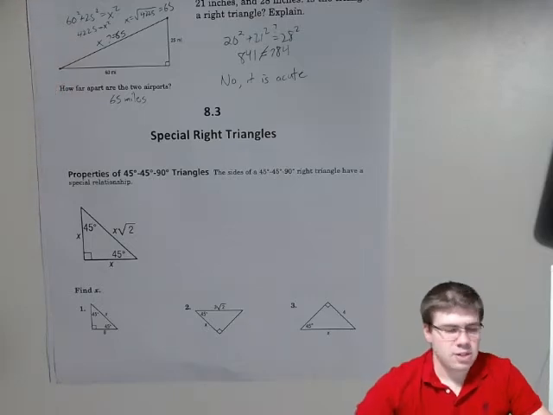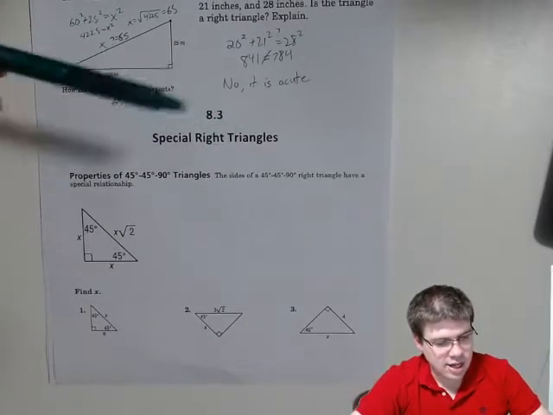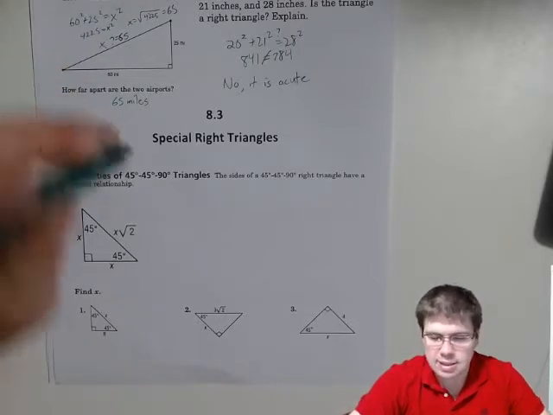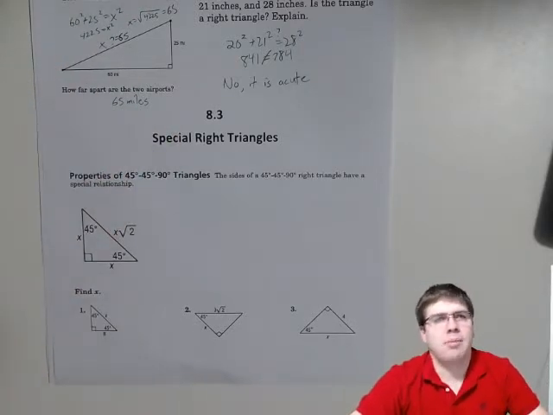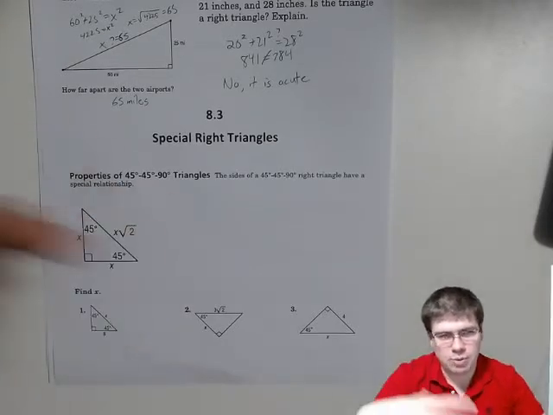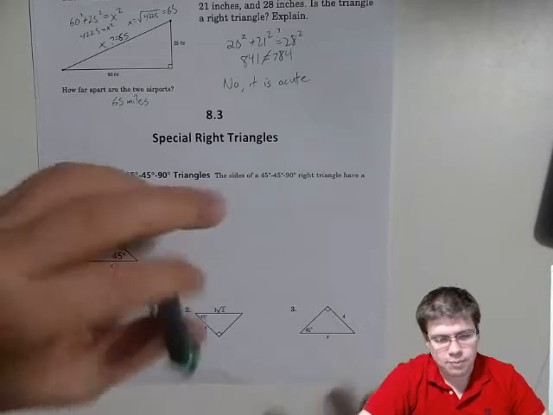Hey, Geometry. So today we're going to get into section 8.3, special right triangles. Last section we looked at the Pythagorean theorem and some Pythagorean triples, the ones that are nice whole numbers, which is fine.